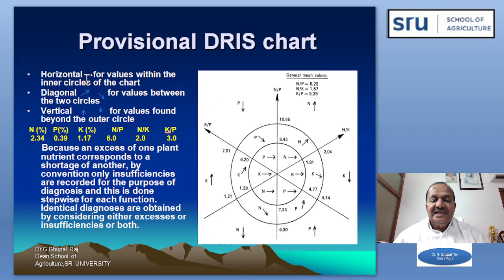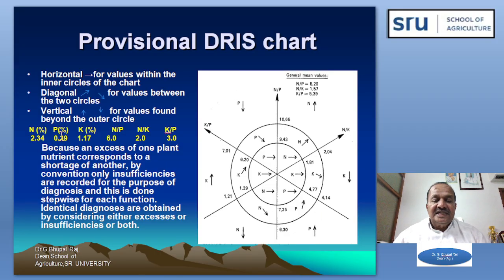These values are shown as horizontal symbols: if the value is within the inner circle of the chart, the nutrients are balanced. Diagonal symbols are shown if the values are between the first and second circles, pointing downward or upward. Values found beyond the outer circle are shown with vertical symbols.